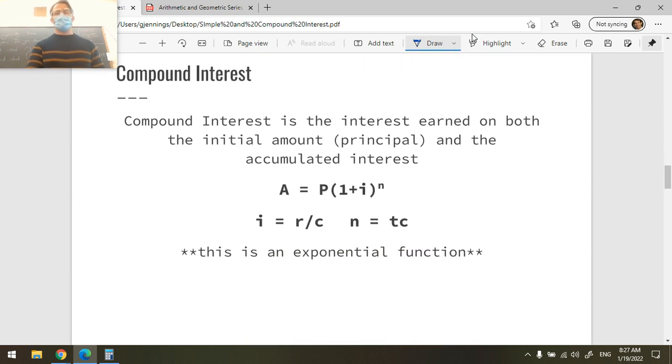Compound interest, on the other hand, is much more interesting. We've introduced exponentials this year, and exponential functions have that trait of having a very interesting curve that does exciting things over a human time frame. So let's take a look.